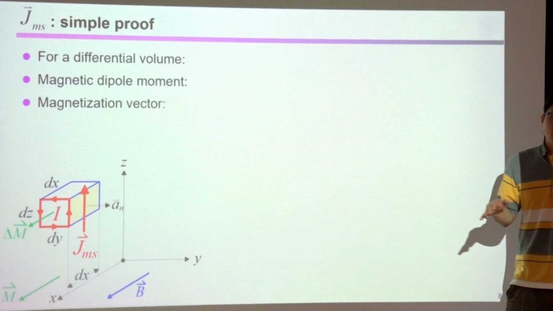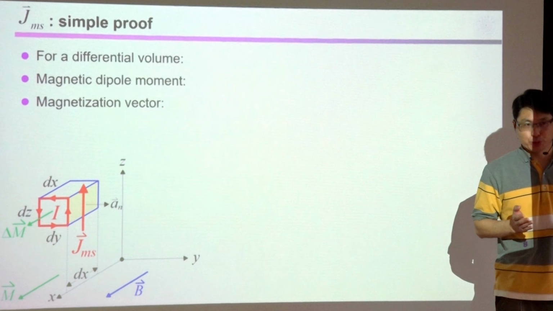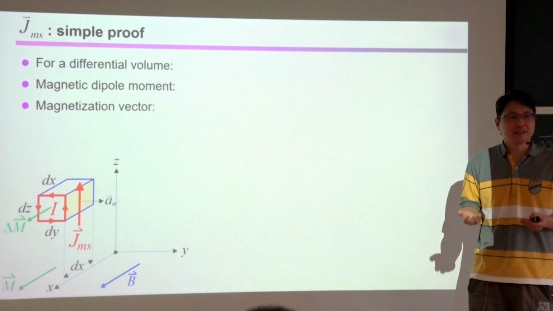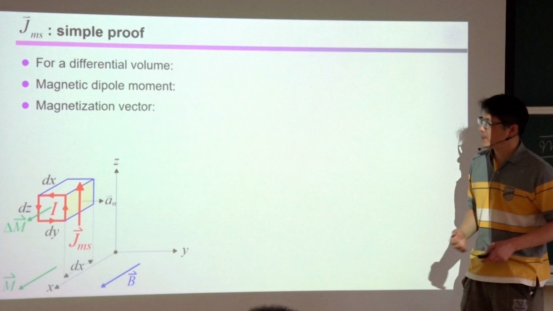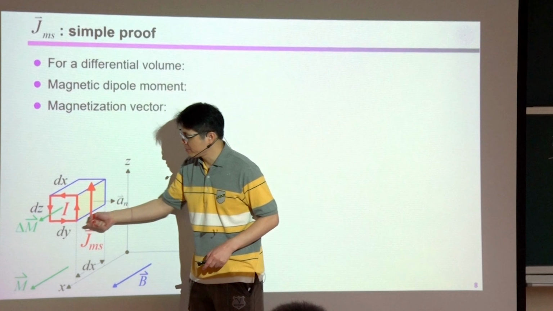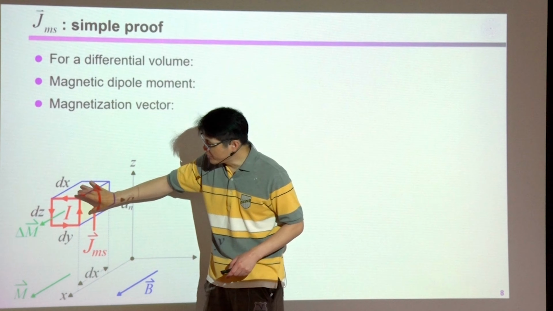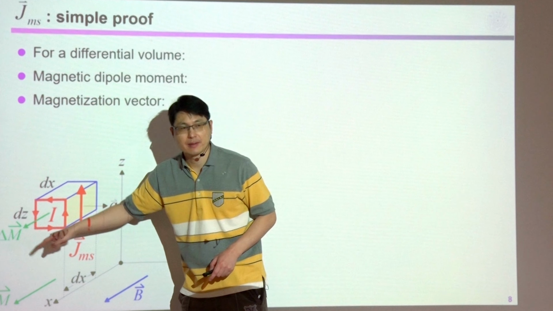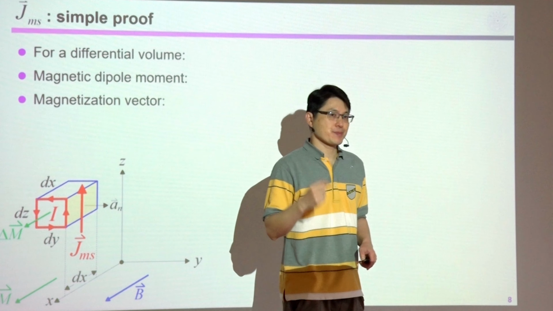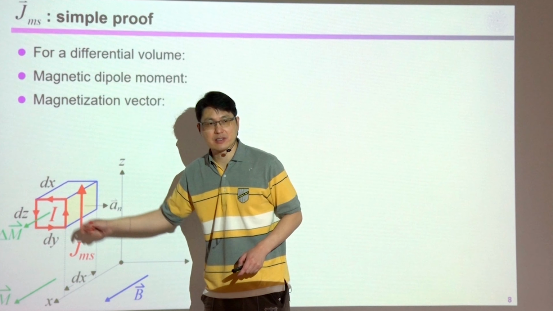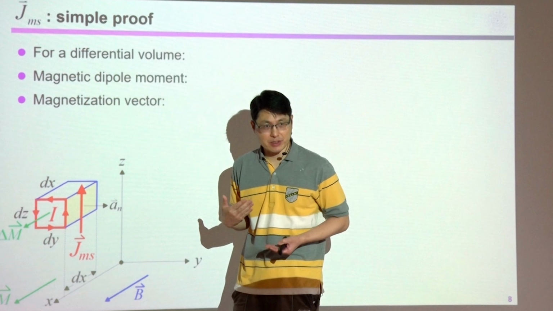Of course, that is only a qualitative proof. So now we want to perform a more rigorous, more quantitative analysis. Let me give you a very small volume, and inside this volume we do have a non-vanishing magnetization vector.